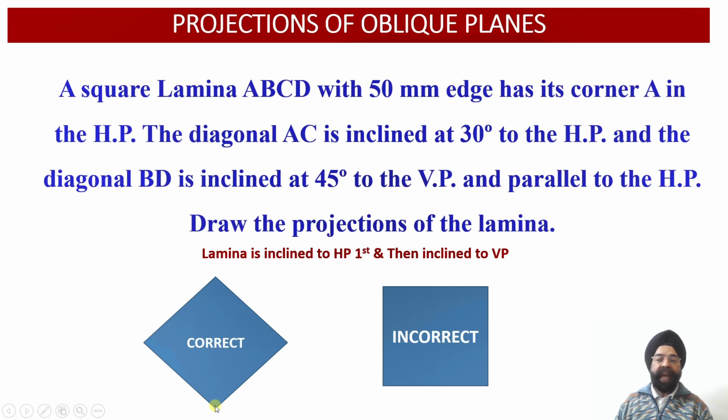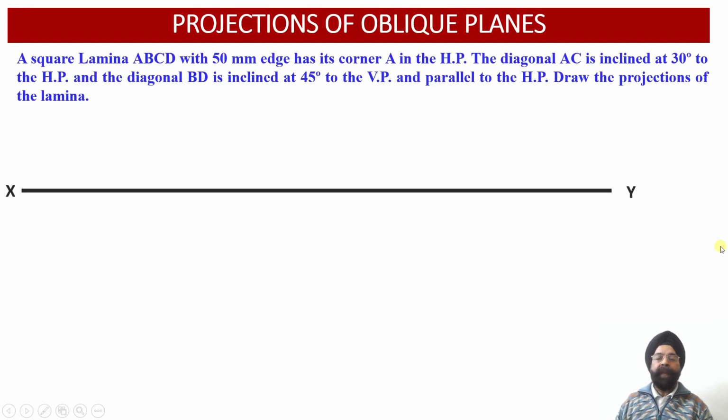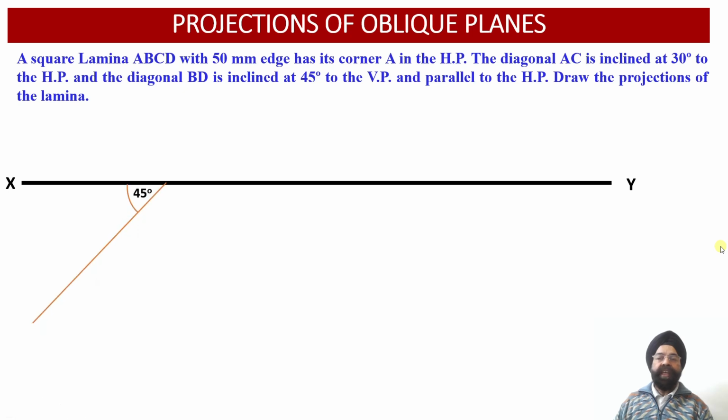Now, the information we have is that the second diagonal, which is the BD diagonal and which happens to be parallel to the horizontal plane, is further inclined with respect to the vertical plane at an angle of 45 degree. So we are going to have an oblique lamina over here and we are required to draw the orthographic projections of this oblique lamina. So with this information, let us proceed with the construction of the orthographic projections of this oblique lamina.